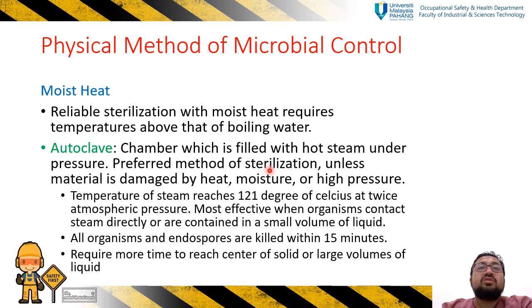So usually used for one method of sterilization, which uses the process of hot steam under pressure. The temperature of steam reaches 121 degrees Celsius at twice atmospheric pressure. Most effective when organisms contact steam directly or are contained in a small volume of liquid. All organisms and endospores are killed within 15 minutes only. Compared with boiling earlier, it requires more time to reach the center of solid or large volumes of liquid.